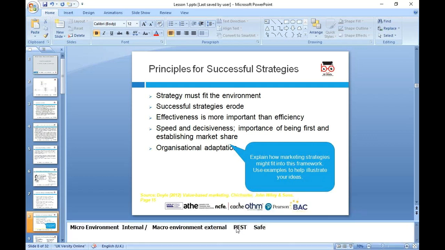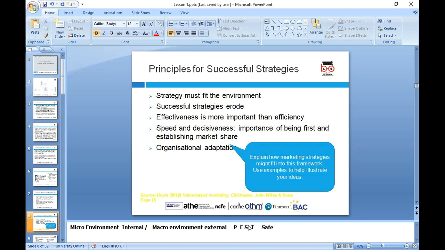If we look at the political parties, whatever their manifesto, we can't control it as an organization. We have to adjust our marketing strategies accordingly. The economic environment is a different economic growth. We can't control it. We have to adjust our marketing strategies based on the external environment. So that's why we need to make the strategies fit with the environment.